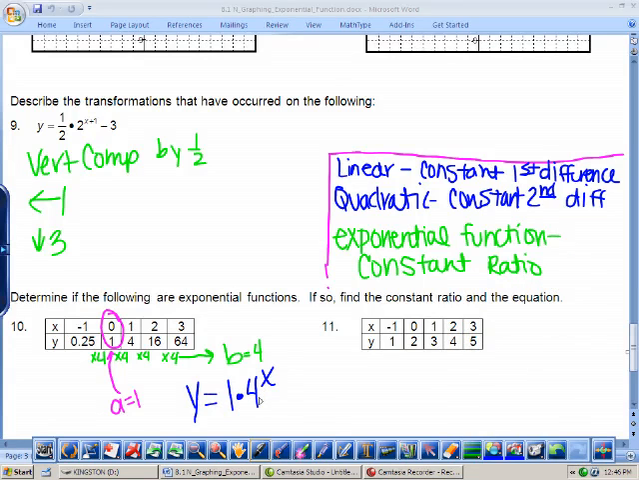Okay, what about number 11? It's linear. How do you know? Yeah, constant first difference. Plus 1, plus 1, plus 1, plus 1. Okay?